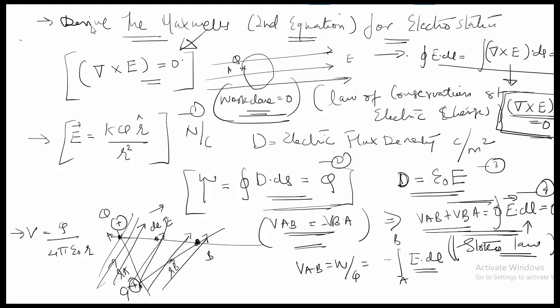So if you are moving along an electric field, starting from a point A, going to B, and coming from B back to A, so that you make a full circulation, or your starting point is the same as your ending point, then no work will be done. This is also known as the law of conservation of electric charge or electric field, and this is Maxwell's second equation for electrostatics, which can be written in this form.